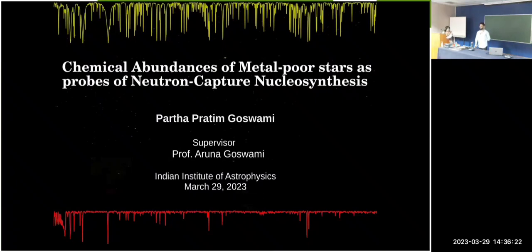His thesis, entitled Chemical Abundances of Metal Poor Stars as Probes of Neutron-capture Nucleosynthesis, is supported by 6 high-impact SCI journal papers published in MNRAS, Astronomical Journal, and Astronomy and Astrophysics. He submitted his thesis last year in June, and today he is going to defend his thesis. So I welcome you all to his thesis presentation.